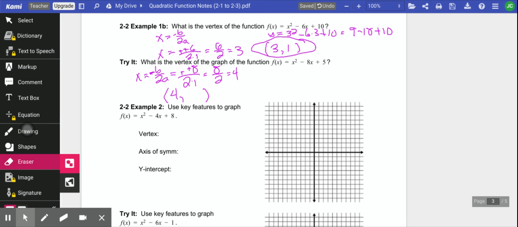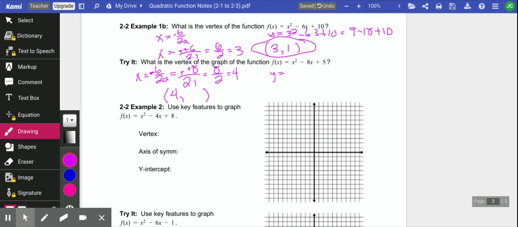Now we need to find the y-coordinate. To find the y-coordinate, just plug in. So we get 4 squared minus 8 times 4 plus 5. Again, please use your calculator for this. 16 minus 32 plus 5. 16 minus 32 is negative 16, plus 5. I'm thinking negative 11 sounds good.